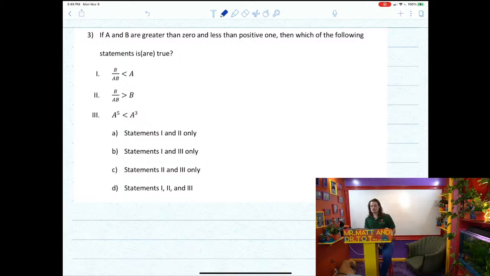Okay, so for statements 1 and 2, always be on the lookout for a shortcut or some type of simplification process. Notice that you have the same thing in the numerator and denominator. You have a b in the numerator and a b in the denominator, attached through multiplication. When things are attached by addition or subtraction, they're considered binomials, and you have to be able to pull the same factor out of both in order to eliminate between the numerator and denominator.